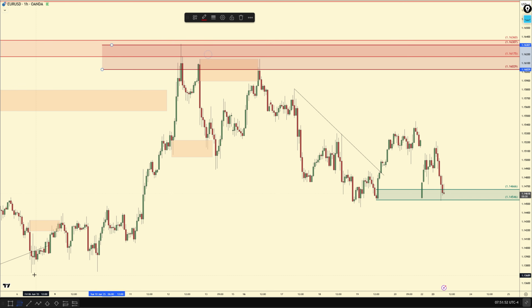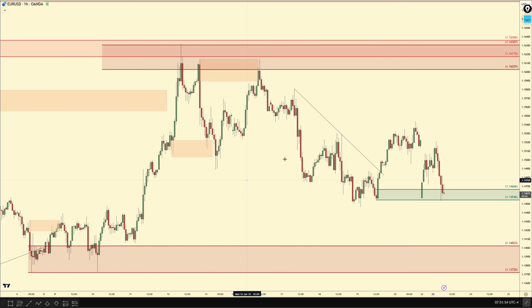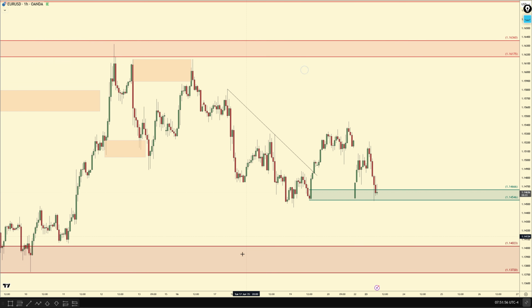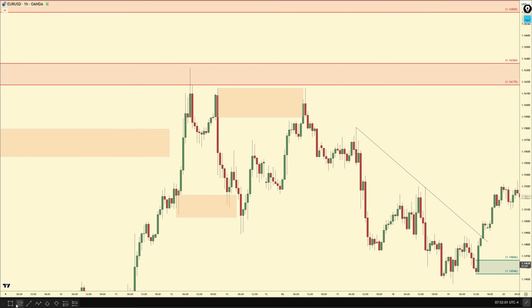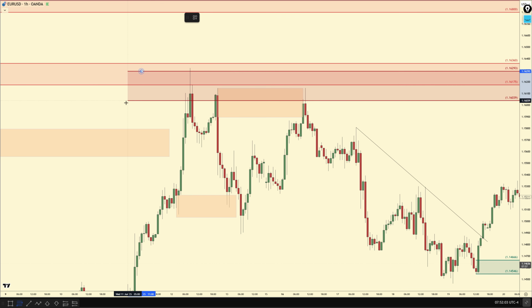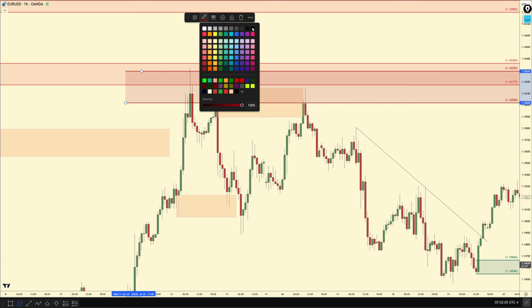Let me mark my supply. Oh, and then we have some sort of demand down here. We are not just mapping out the highs and lows here, guys. If you look up here, we had a clear high area. So you can see this is clearly some sort of high. Let me make this black so I can kind of change it.